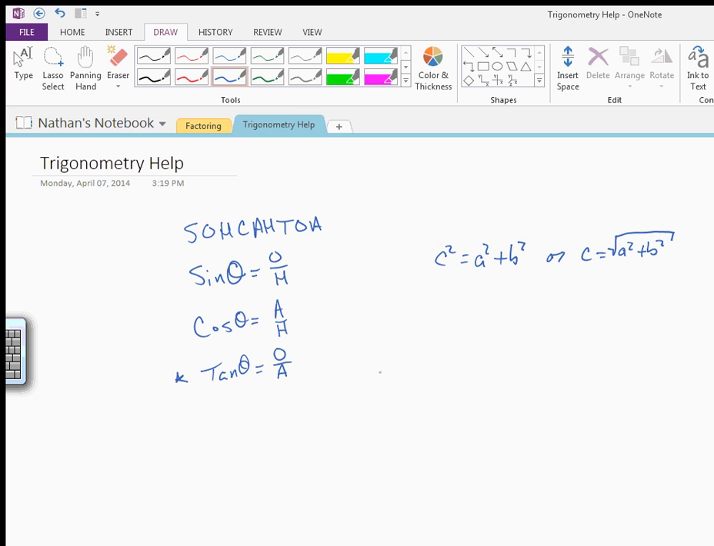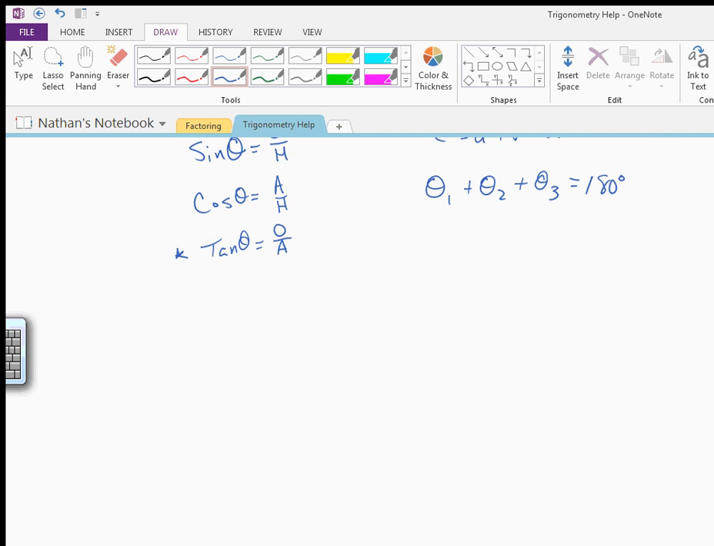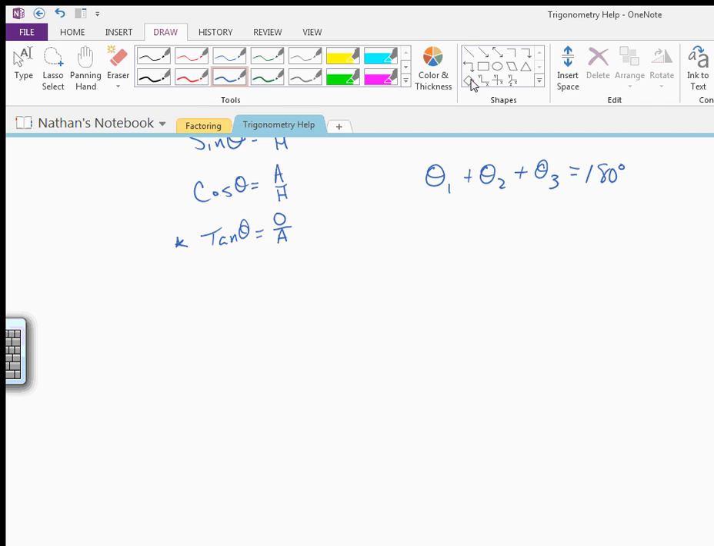Okay, so we have these couple of things, and one more thing is that the sum of all angles in any given triangle for plane trigonometry, so angle theta 1 plus theta 2 plus theta 3, they all equal 180 degrees. So that's an easier way to find maybe a missing angle or the length of one side or the other. Let me go down here just a little bit, and let me pick a different color.